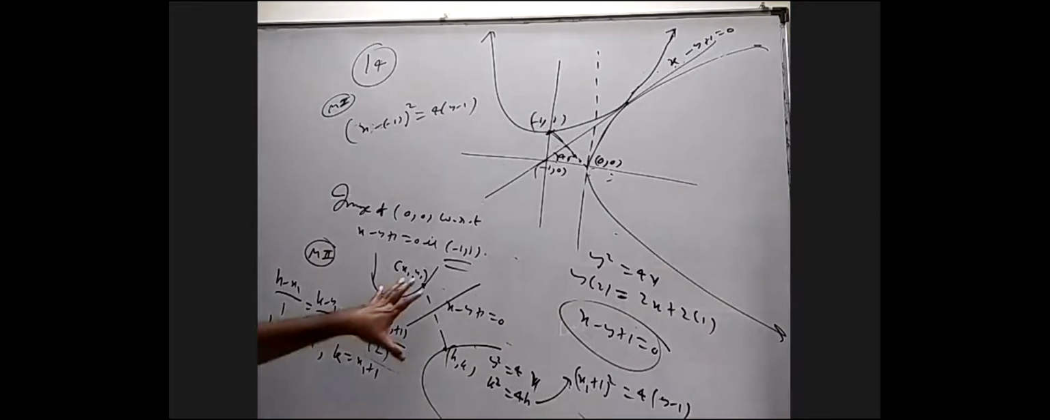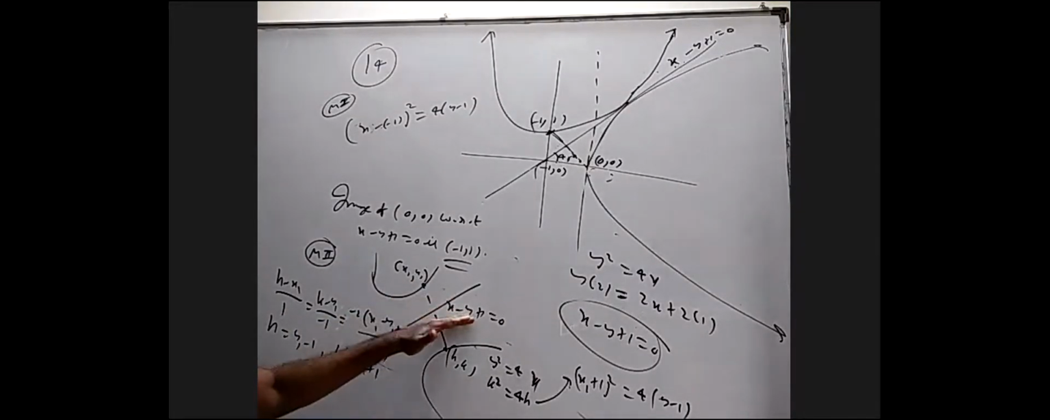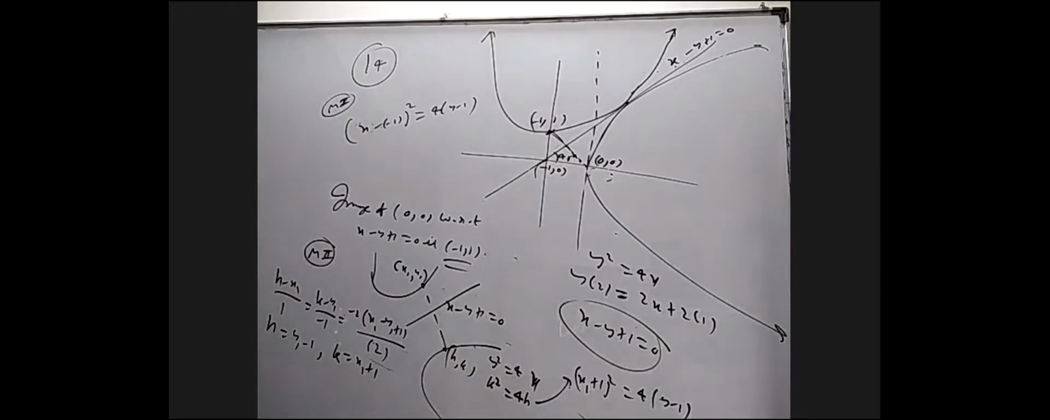So the second method is the general method. We can find the image of any curve with respect to any line by this process. Is everybody clear about this?